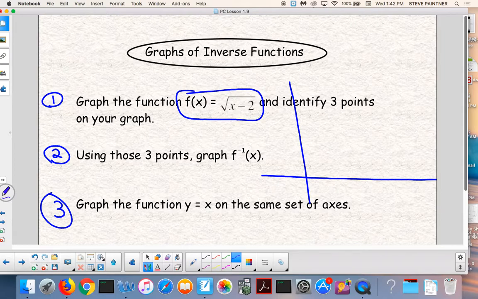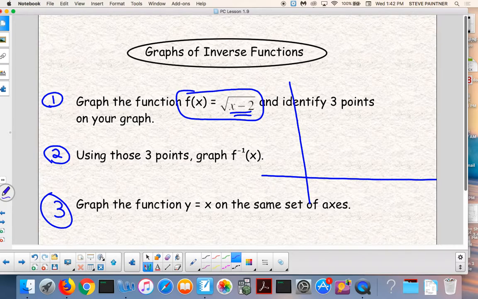Please go back to 1-7, transformations. It's not hard to graph that. It is which parent? Square root function. The square root parent.